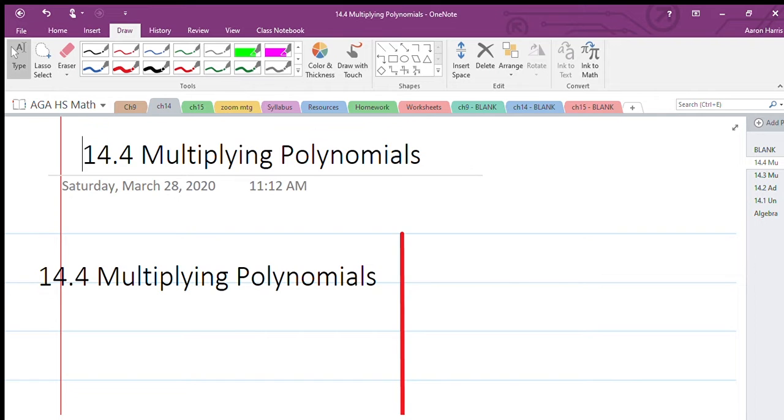So today is all about 14.4, multiplying polynomials, which we've already done in 14.3, but now we're going to do a larger polynomial times a larger polynomial. We're going to actually focus on binomial times a binomial.